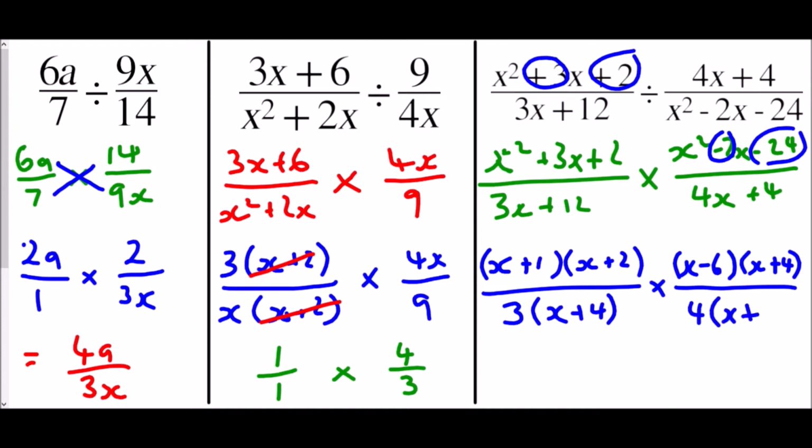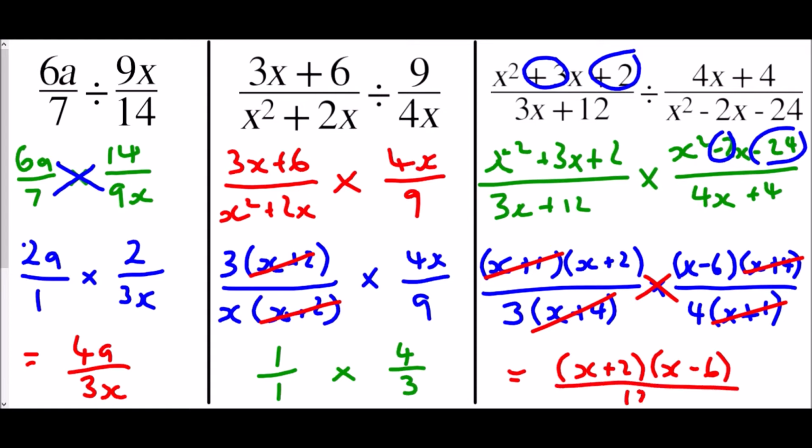(x + 1). Now again, this is the situation where we need to start thinking about, can we cancel out? So across the diagonals, x plus 1 with x plus 1 will cancel out. Across the diagonal here, x plus 4 with x plus 4 will cancel out. And so the only thing that we need to do here is x plus 2 times x take away 6, and that's going to be over 3 times 4, which is 12.